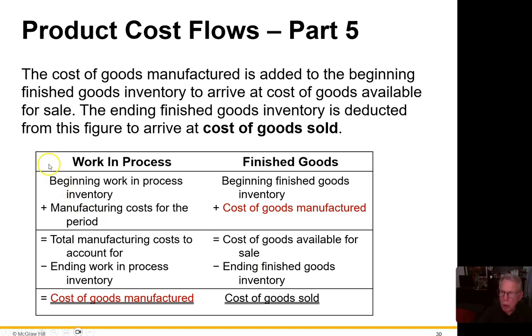So you'll remember the work in process we did similarly. We started with beginning work in process inventory. We added the manufacturing costs for the period. That gave us our total manufacturing costs to account for, and then we backed out our ending work in process inventory, and that gave us our cost of goods manufactured, which we moved into finished goods. Okay, so the ending finished goods inventory is deducted from this figure, the cost of goods manufactured, to get to a cost of goods sold.